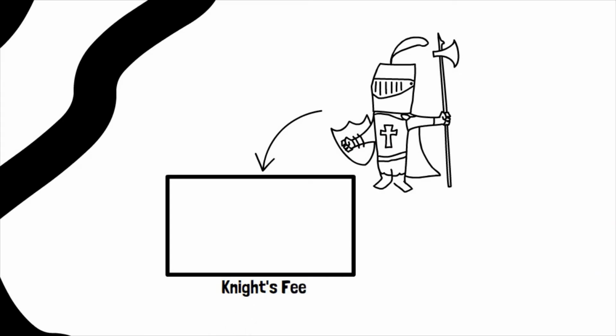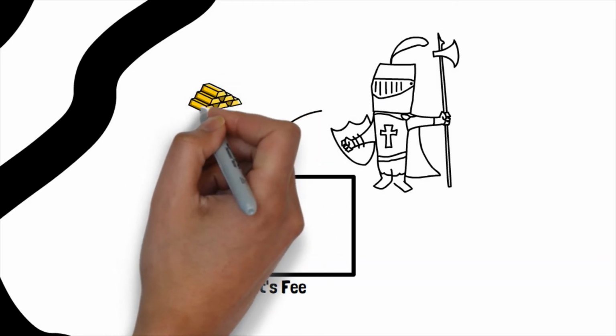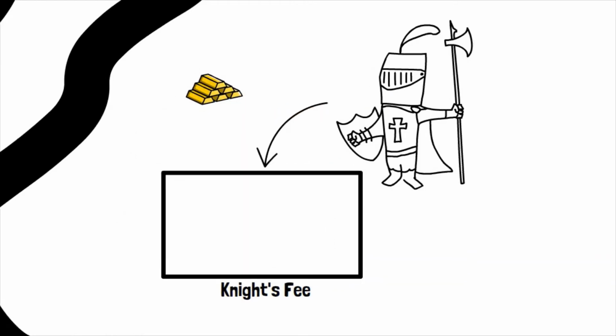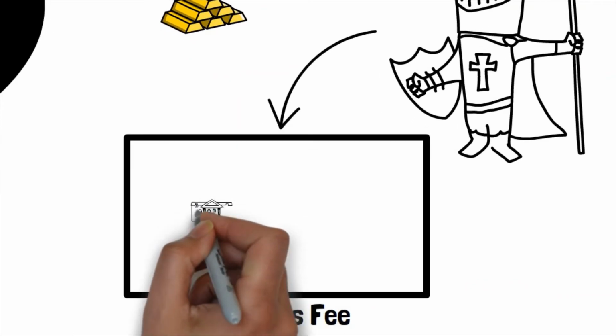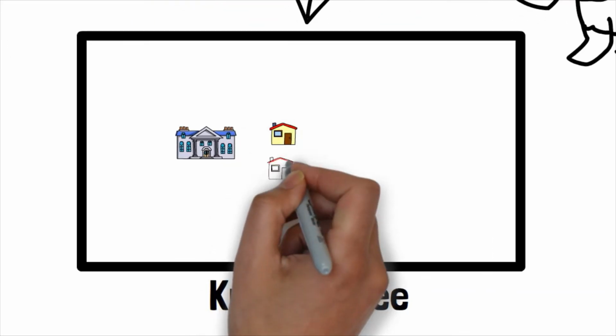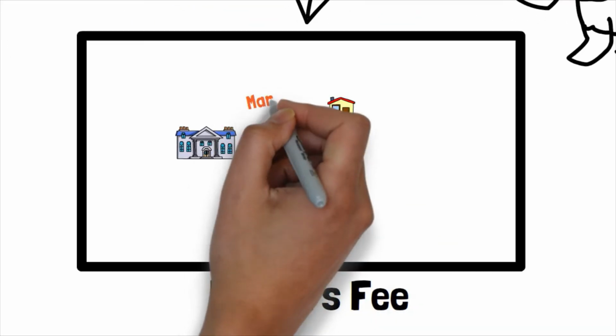One knight's fee was equal to the amount of land a knight would need to support himself and keep his social status. It usually included several thousand acres of land, as well as a manor house where the knight lived when he wasn't in the service of his lord. A knight's fee usually had a town inside it, called a manor.